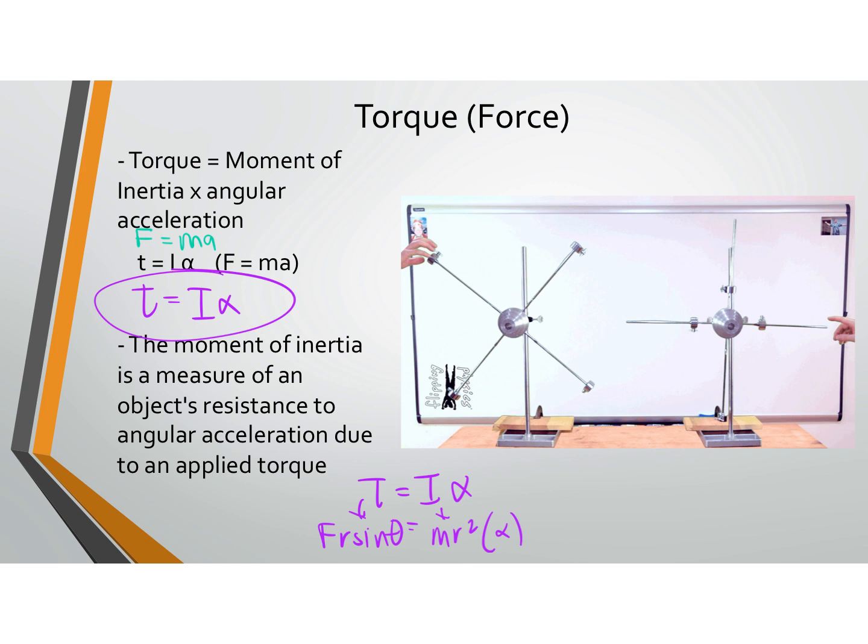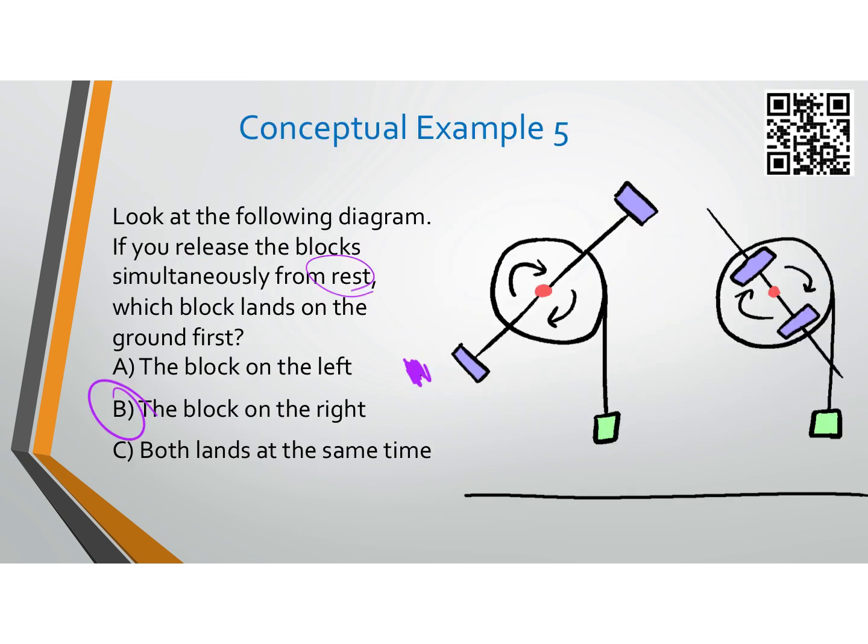All right, moment of inertia is the measure of an object's resistance to angular acceleration due to applied torque. So we're going to look at how this is effective. This guy's got a little video.